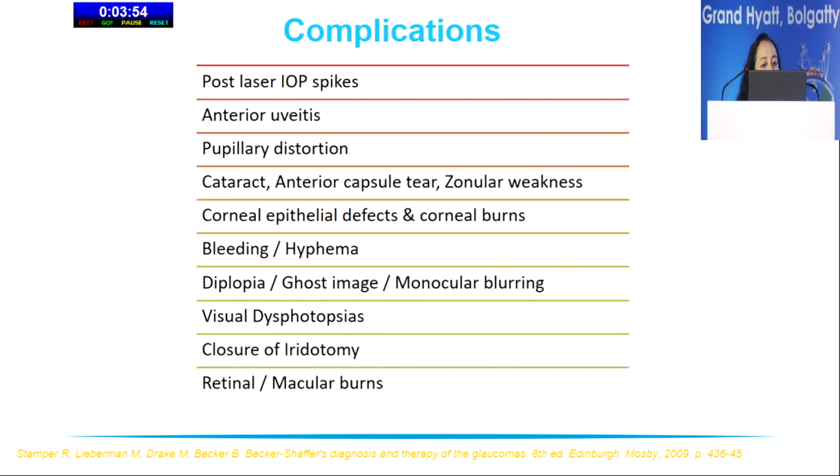So what are the complications that can happen in LPI? We can have post-laser IOP spikes, most common, uveitis, pupillary distortion, cataract, corneal epithelial defects or corneal burns, bleeding, hyphema, also sometimes common, diplopia, ghost images, visual dysphotopsias. There can be closure of the iridotomy or any retinal or macular burns.